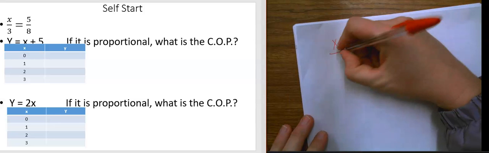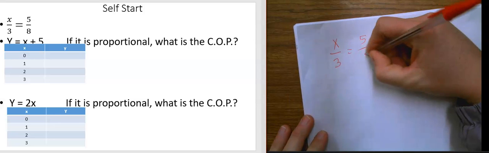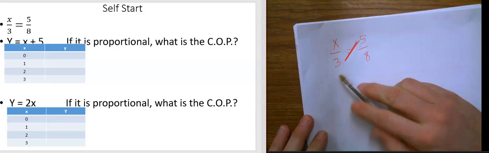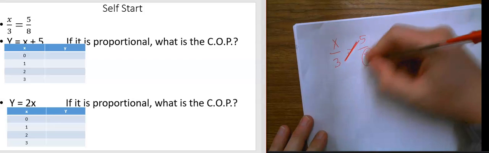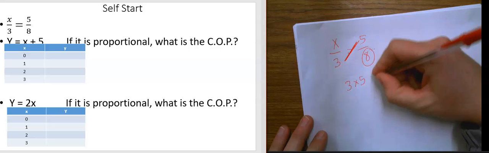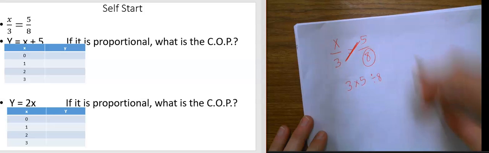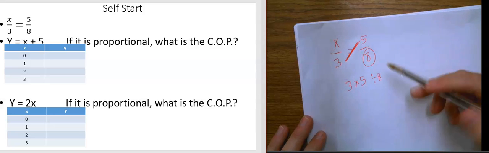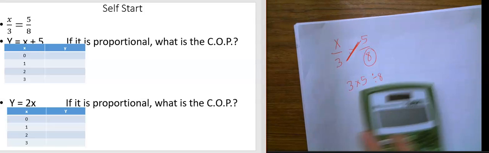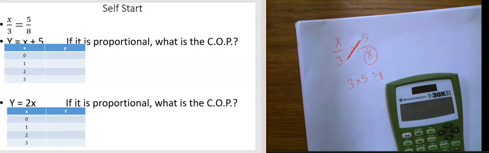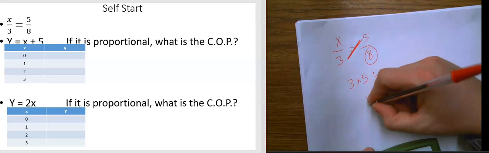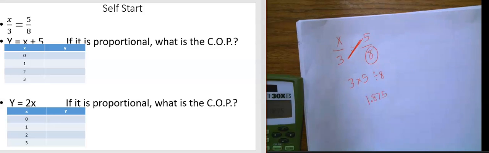We've got x over 3 equals 5 over 8. We're going to times the diagonal. So the two that are diagonal, that's what we're timesing, and divide by the other number. 3 times 5 is 15, divided by 8. You always find the two diagonal, times, divide by the other one. 3 times 5 divided by 8 is 1.875.